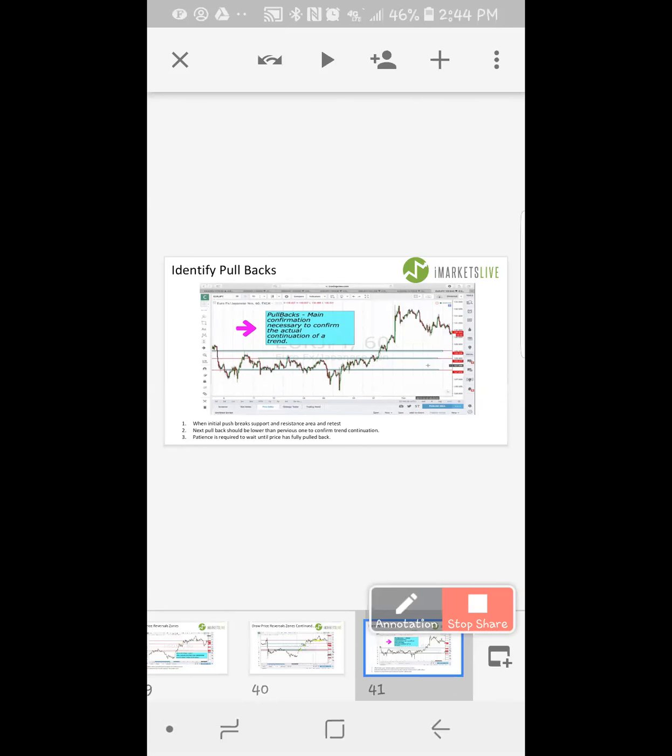Identifying pullback. So what is a pullback? A pullback is essentially, and this is in Tiffany terms, let's say it's an uptrend. The price is going up, it's going up, it's going up. Then, ooh, wait a minute. It kind of does a little pulling back, going back down.